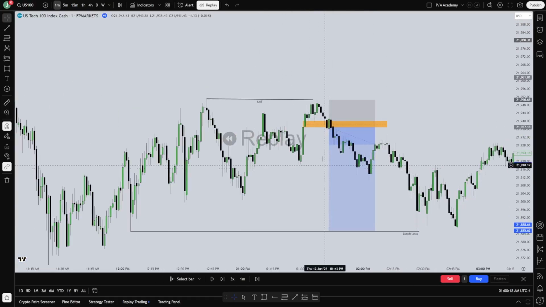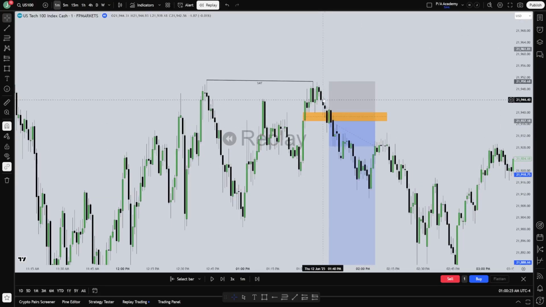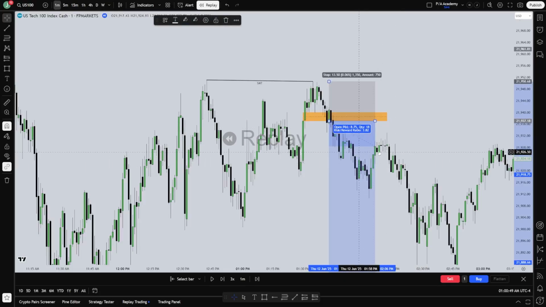So what I see here is we have a market structure shift as well as a change in state of delivery. And well, none of these fair value gaps, well, there's only one, but it didn't get met. So you would pay attention to this inversion. What we wait for is for price to come below it and close below it. And then we see if we can come back into it. As you can see, we did. That's where I would enter.